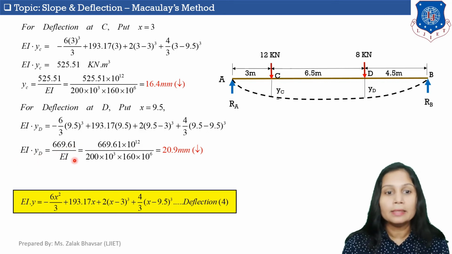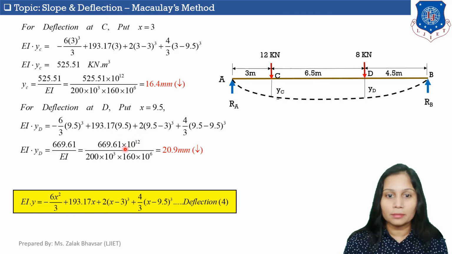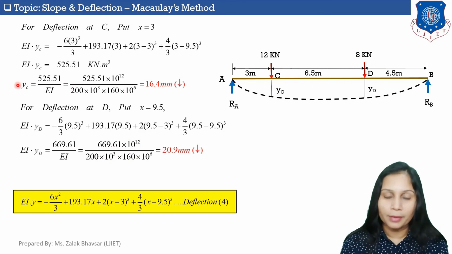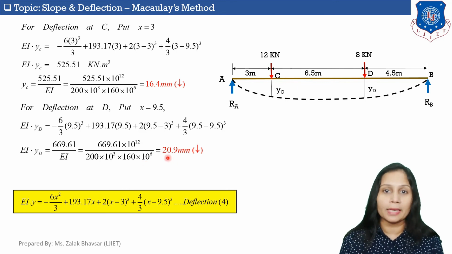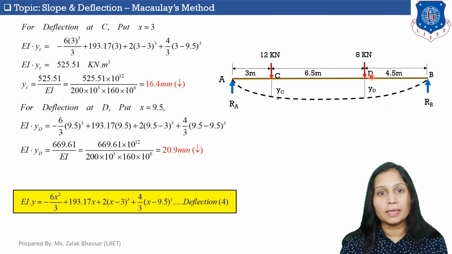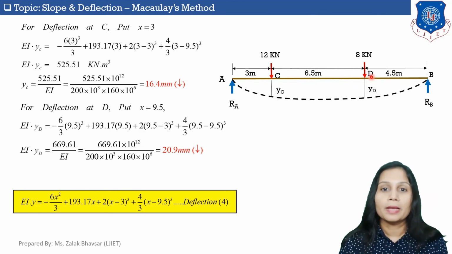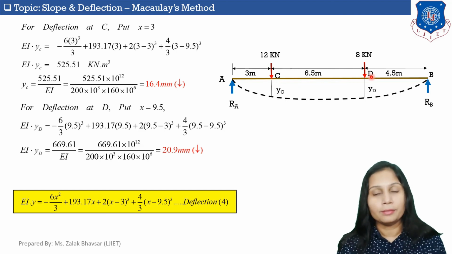So I will get EI YD is equal to 669.61 upon EI, and I am converting 669.61 into Newton into mm cube. So I am multiplying this with 10 raised to 12 and putting value of E and I as we put for calculation of YC, then I will get answer of YD is equal to 20.9 mm. Again, it is a positive value, so we can say that we get deflection YD in a downward direction. So, as per the data, we calculated deflection YC and YD both.